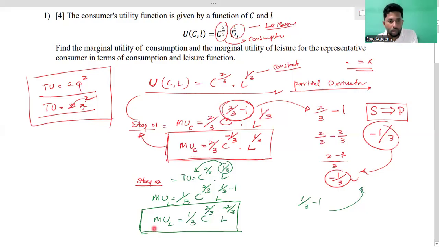Here also, for marginal utility of leisure, consider that if you are going to utilize or consume an additional unit of leisure, what happened to the consumption? That's the meaning of marginal utility of leisure.